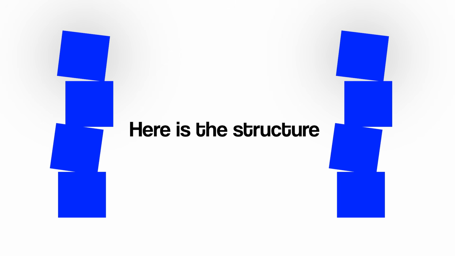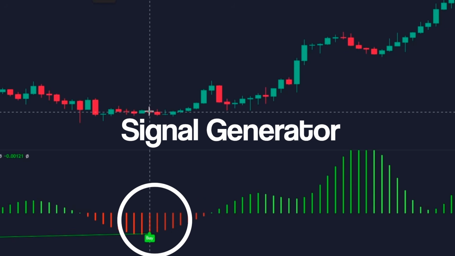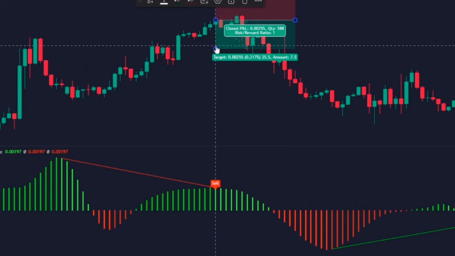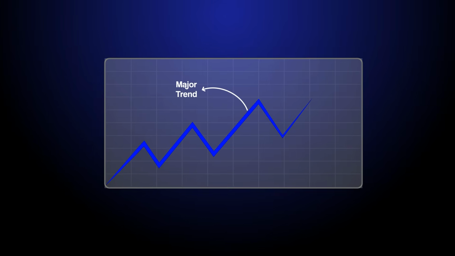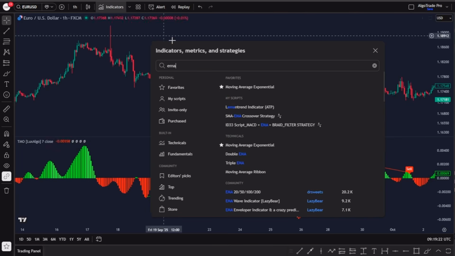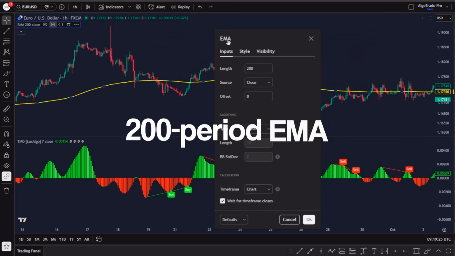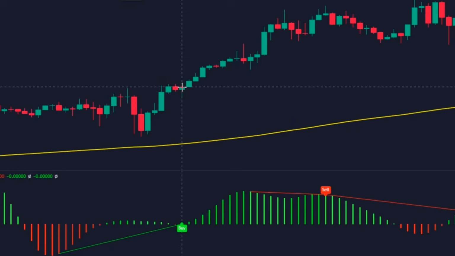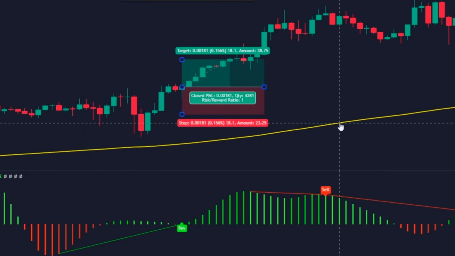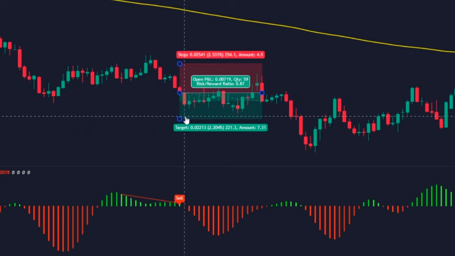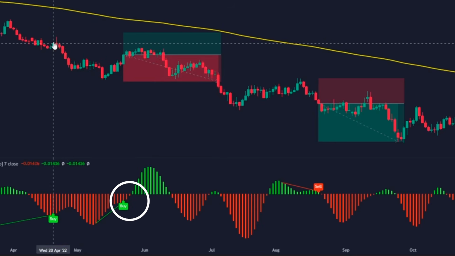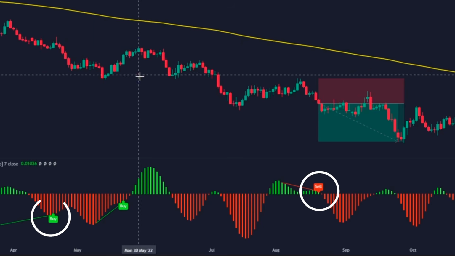Here's the structure. This oscillator will act as the signal generator. A bullish divergence will be our long trigger and a bearish one will be our short trigger. But trades will only be allowed in the direction of the major trend. To define that, we'll use a 200 period EMA as our baseline, something you have seen many times on this channel. Long trades are only valid when the price is above the 200 EMA and short trades only when the price is below it. This alone removes a massive amount of low quality signals.